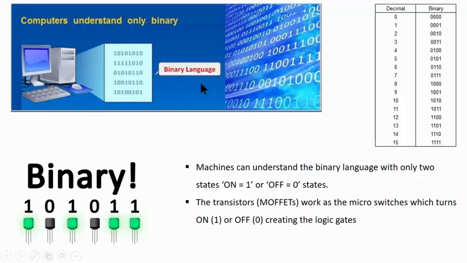First of all, machines only understand the binary language, with only two states: on means one and off means zero. That's how machines understand any language, any feature, any number. Decimal numbers will first be converted to binary numbers. Here's an example, and then machines will read that.